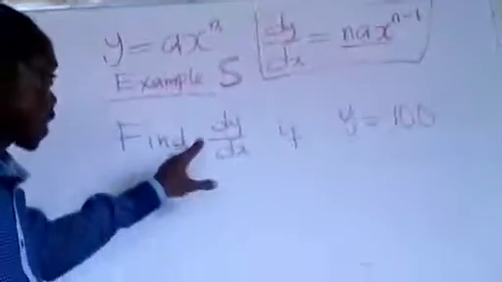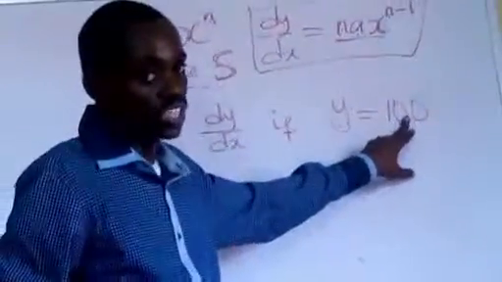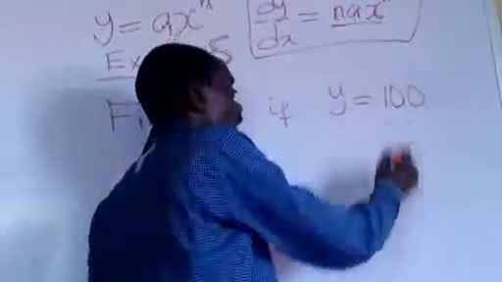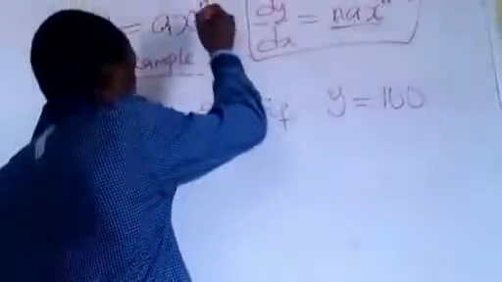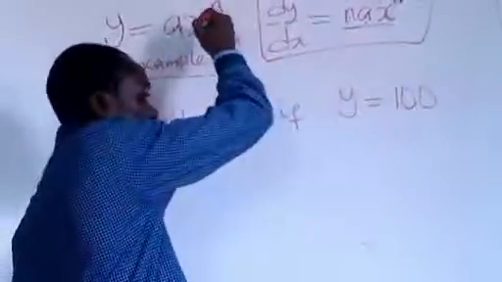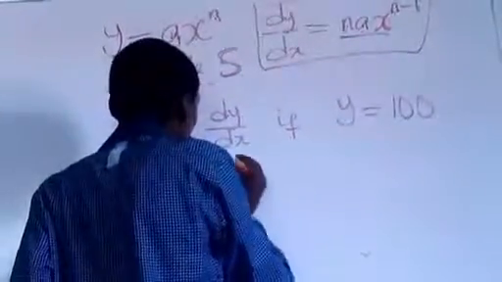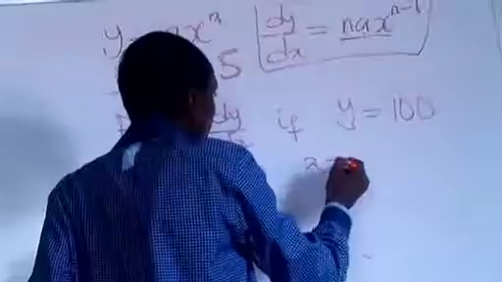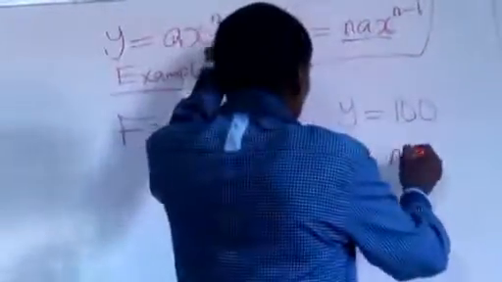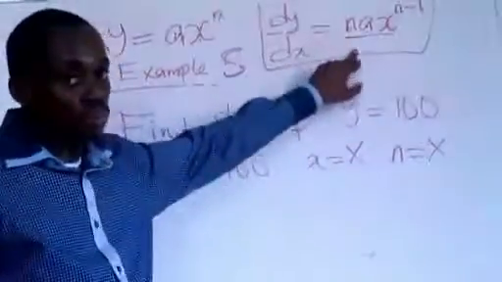Example 5, we're asked to find dy/dx if y is equal to 100. Now looking at this, y is equal to 100. If you compare it to the general form, you observe that there is no x. There is a, which is 100. But x does not exist and n does not exist as well. So how are you going to apply this formula?